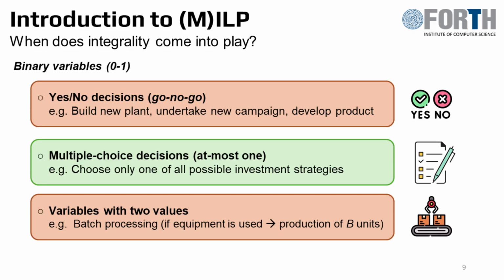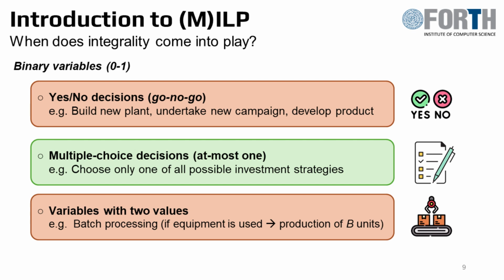Let's now analyze further the case of binary variables. First, we have binary variables representing yes or no decisions, often referred to as go-no-go decisions. Examples include build a new plant or not, undertake a new marketing campaign or not, develop a product or not. These are pure binary choices.